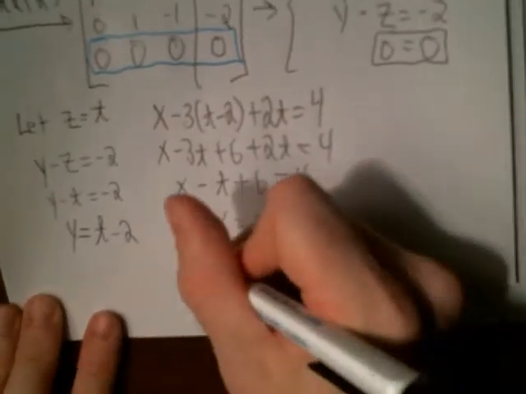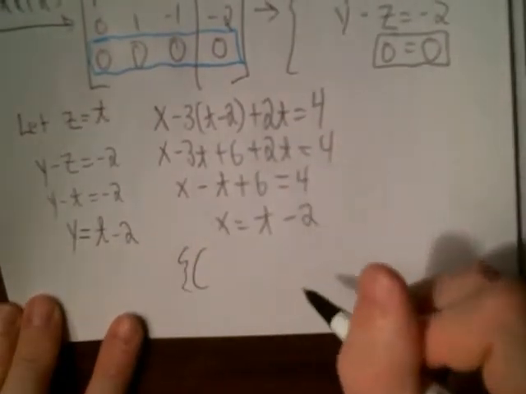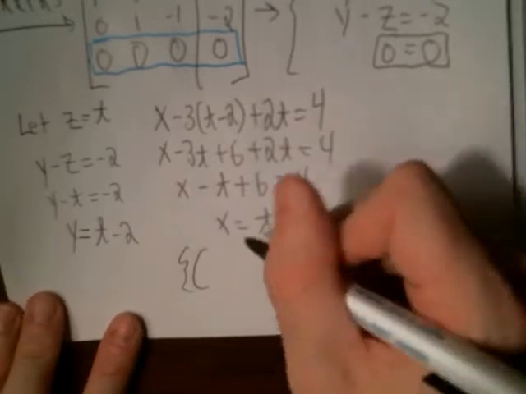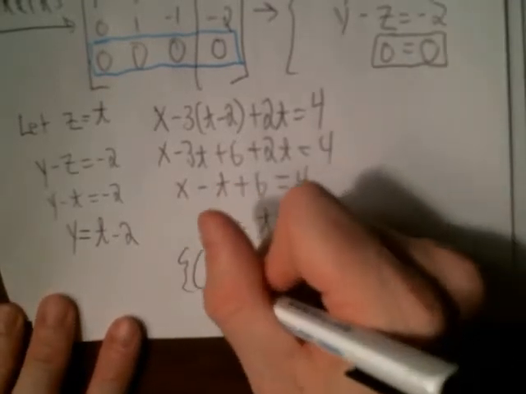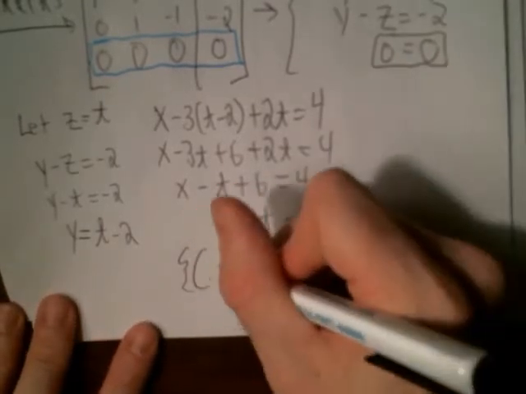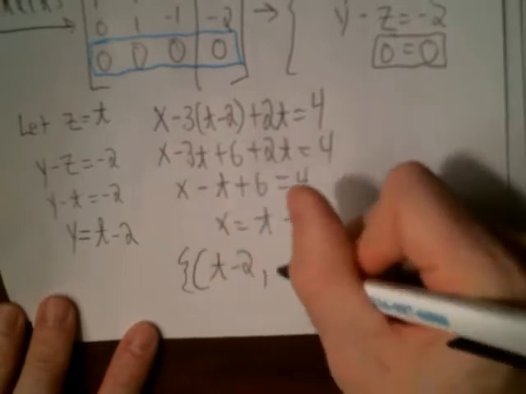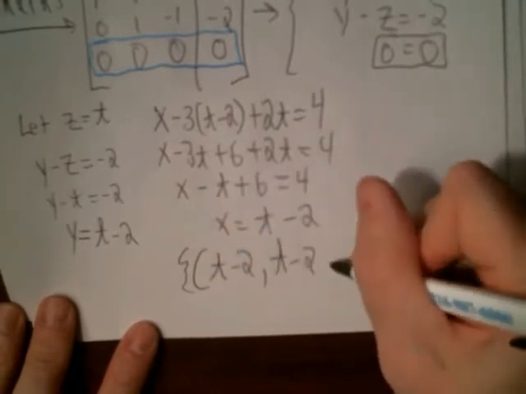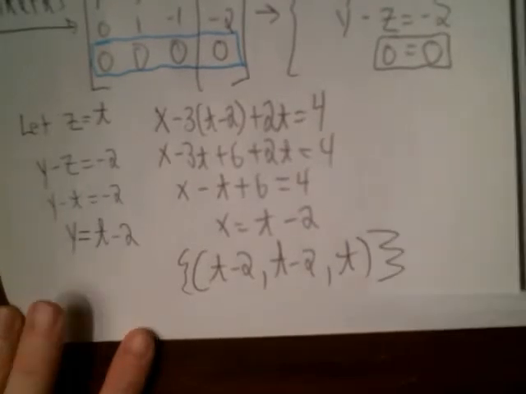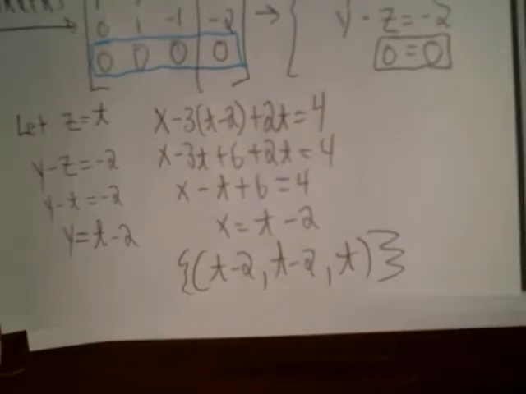Right? So our solution set is the set of ordered triples such that they have the form (t minus 2, t minus 2, t). So anything of that form is a solution.